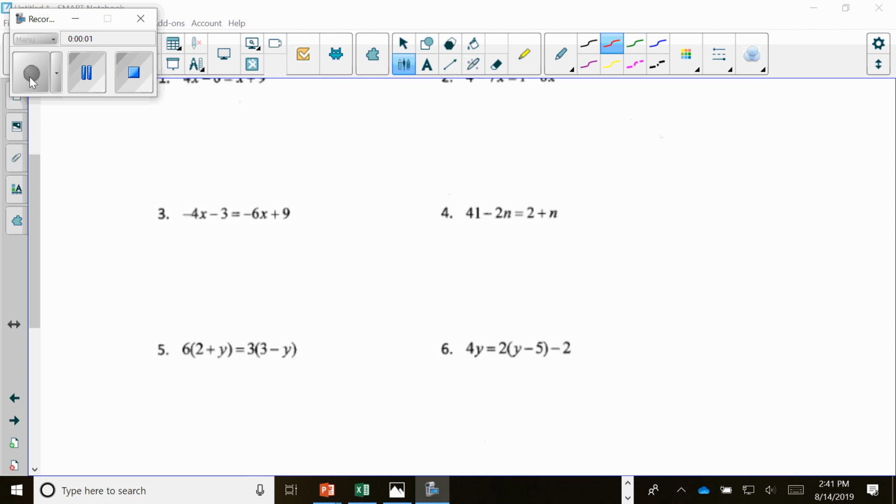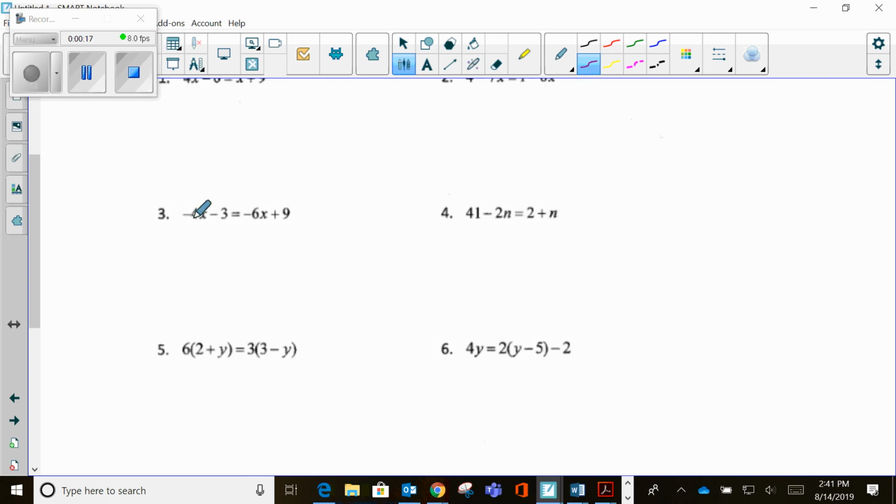We are going over multi-step equations with variables on both sides. There are 5 steps that you need to ask yourself, or 5 questions, as you solve these equations. We are starting at number 3 on this handout.